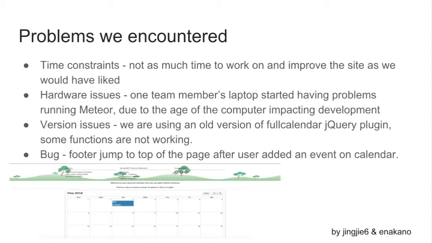We also ran into some version issues where we're using an older version of Full Calendar and the jQuery plugin version of it, and some functions just plain don't work. And then we have this strange bug where the footer jumps to the top of the page after the user adds an event on the calendar, and we are still trying to figure out why it does that.